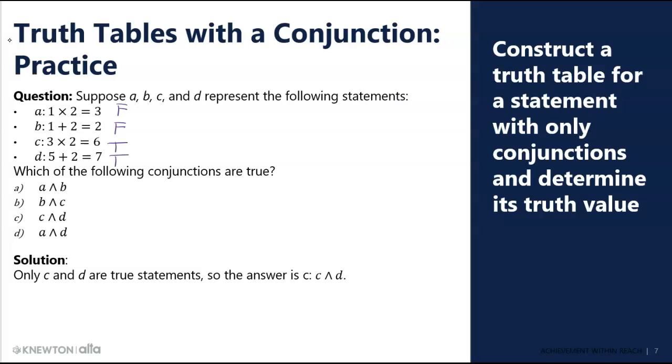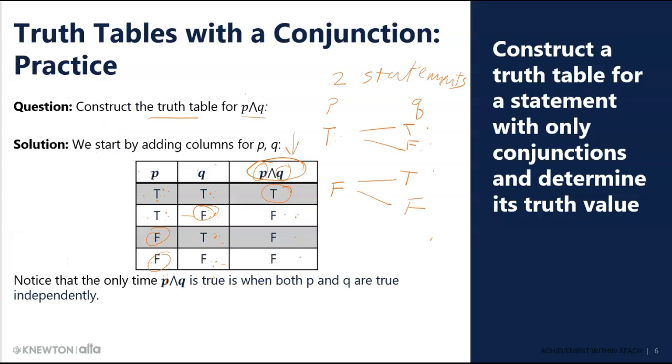Part A asks me to do A and B. Well, the value of A is false. The value of B is false. A false, and I only needed one false, gives me a false. If I look back at my truth table, when I have a false and a false, I get a false.